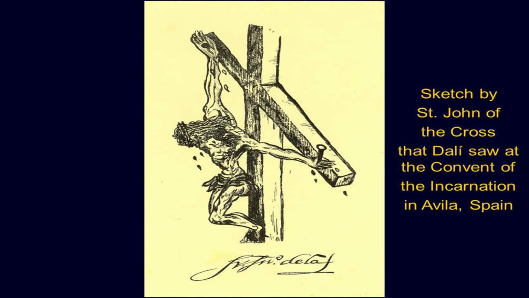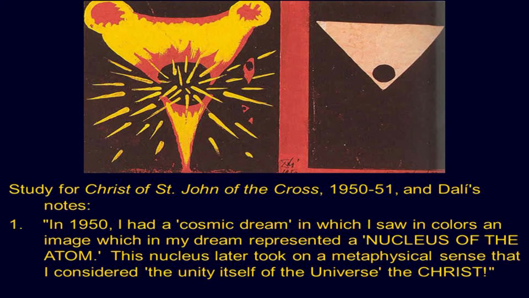Dali felt that this was very profound. It resonated with him. And then he had a dream. And he drew these two images to capture what happened in the dream. They're not martini glasses. They're actually an image of the Trinity. Dali says that in 1950, I had a cosmic dream in which I saw in colors an image which in my dream represented the nucleus of an atom. The nucleus later took on a metaphysical sense that I considered the unity itself of the universe, the Christ.